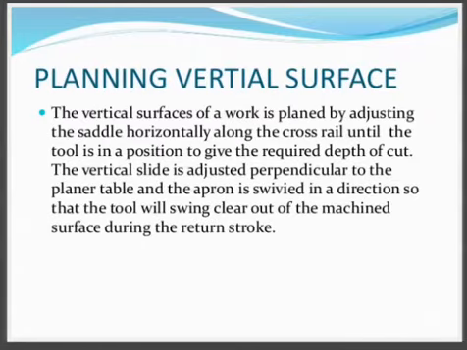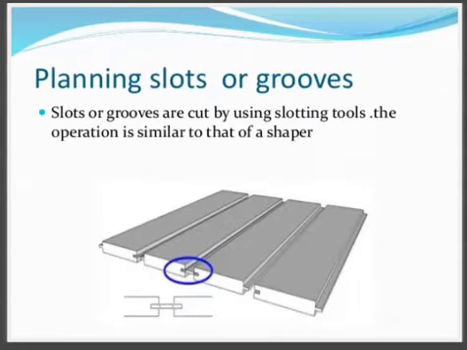Planing vertical surface. The vertical surface of work is planed by adjusting the saddle horizontally along the cross rail until the tool is in position to give the required depth of cut. The vertical slide is adjusted perpendicular to the planer table, and the apron is tilted in the direction so that the tool swings clear of the machined surface during the return stroke.